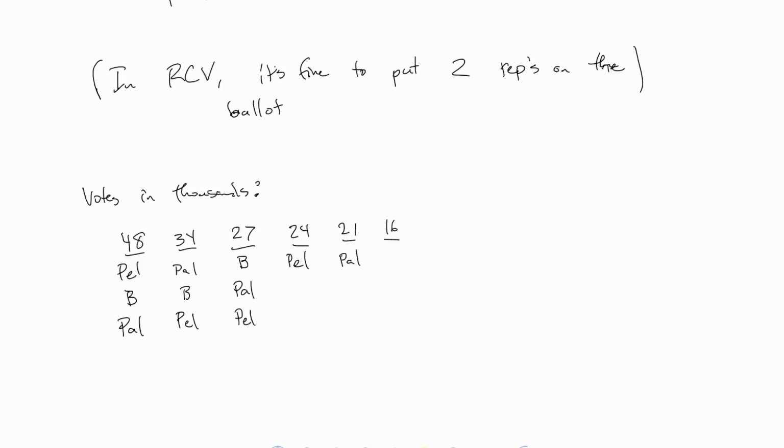16,000 said Begich, Peltola, Palin. This vote is a little bit strange if you only think of it in terms of Republicans versus Democrats. Here they put a Republican on top, then the Democrat, then the other Republican. I think these people could be described as Palin haters or maybe even Trump haters. They like Begich, the traditional Republican, the best. They really don't like Palin, apparently, so they put the Democrat above Palin.